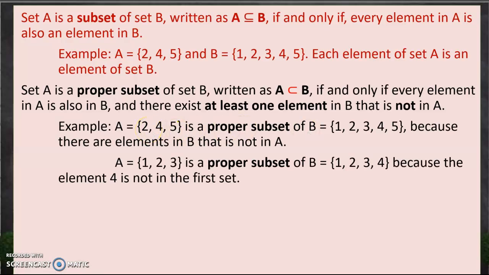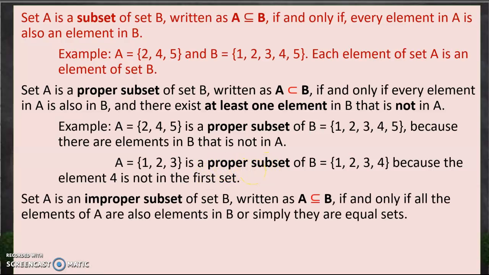Okay, set A is {1, 2, 3}, a proper subset of B, {1, 2, 3, 4}, because element 4 is not in the first set, or set A is lesser. So {1, 2, 3}, then it is {1, 2, 3, 4}. So it is a proper subset.